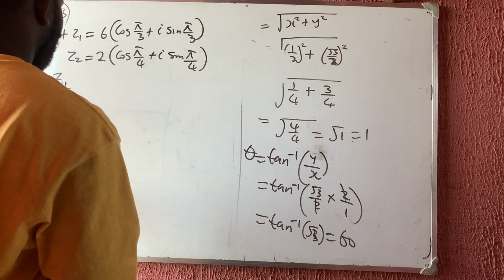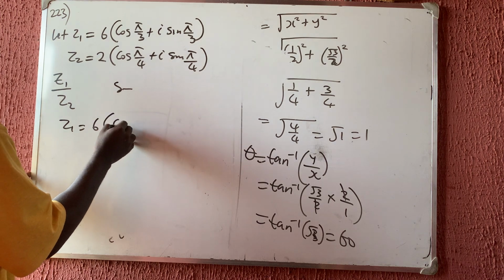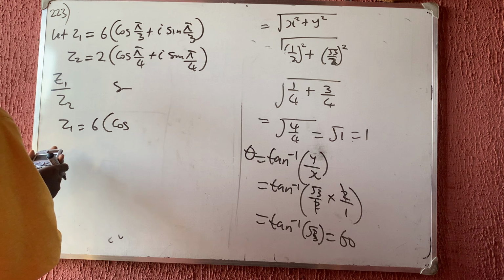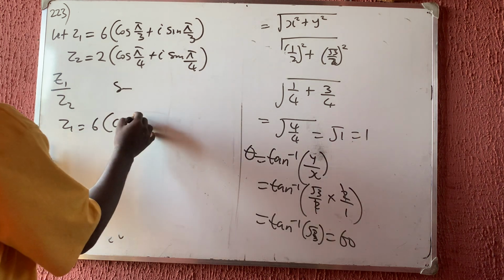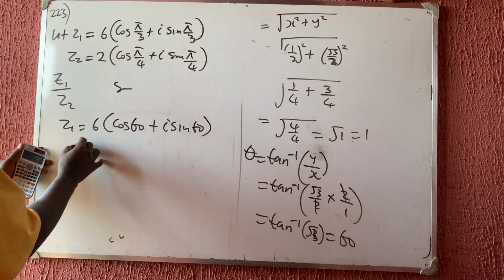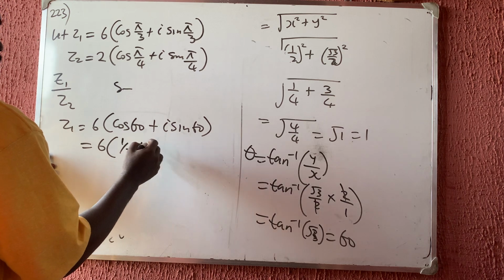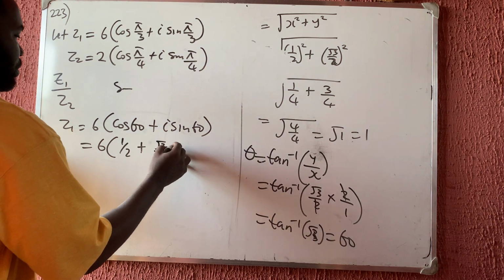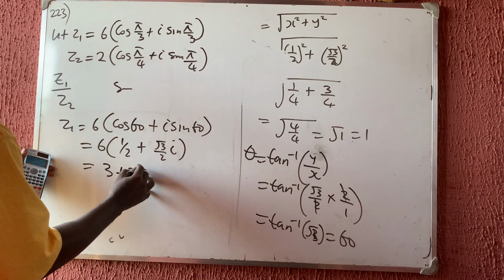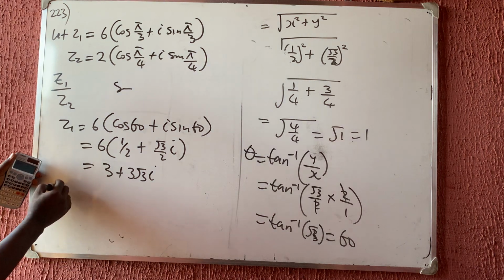Okay, first of all, solution. Our z1 is equal to 6 in bracket of cos pi, which means 180, so 180 divided by 3. So I'm going to have 60, cos 60 plus i sin 60. Okay, so which is 6 in bracket of cos 60 is half plus sin 60 is root 3 over 2 i. So if you multiply, this will give you 3 plus 3 root 3 i.